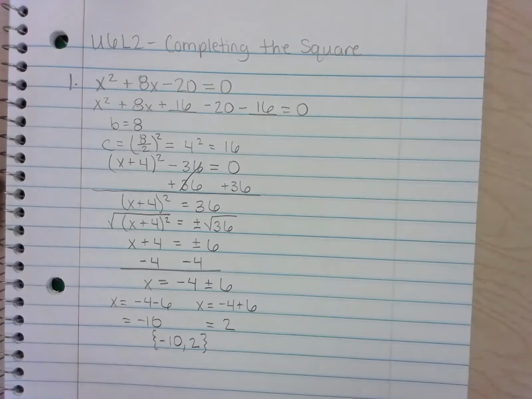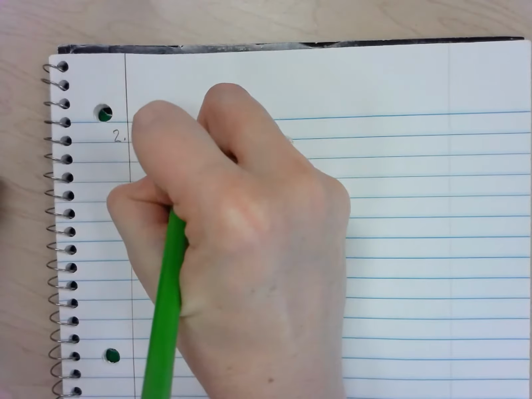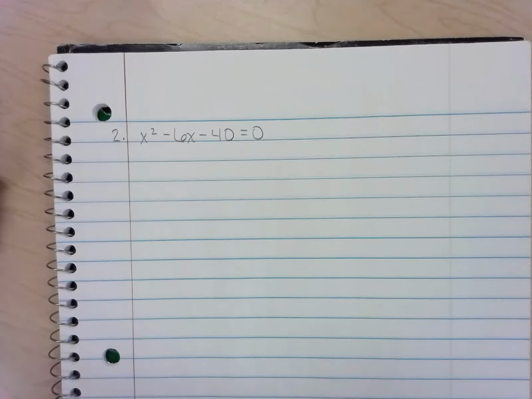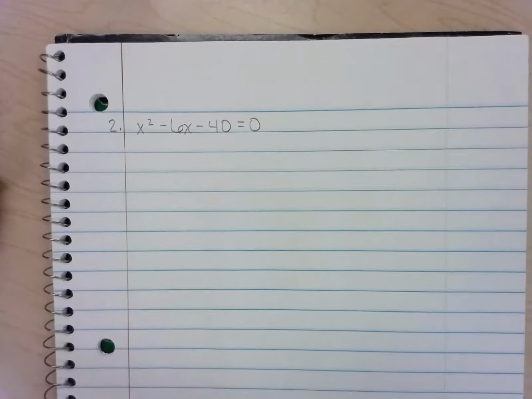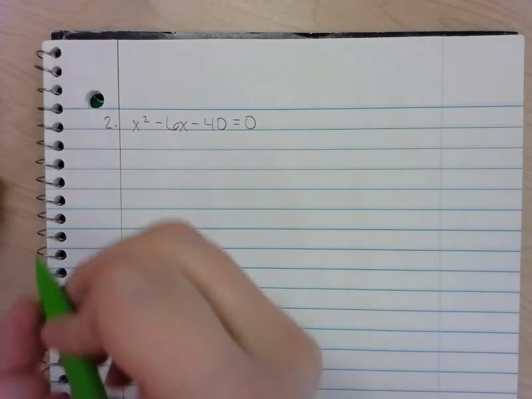Let's look at another example to complete the square. For number 2, we have x squared minus 6x minus 40 equals 0. Let's rewrite the equation with blanks in the place for plus a c value and minus a c value that will complete our square.